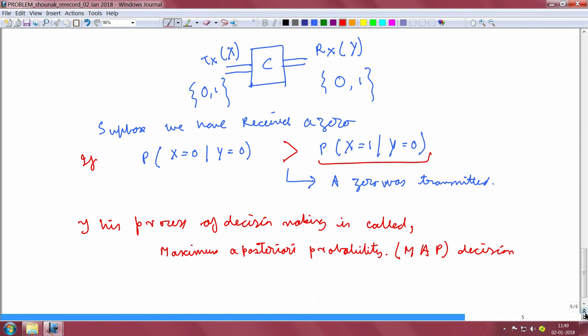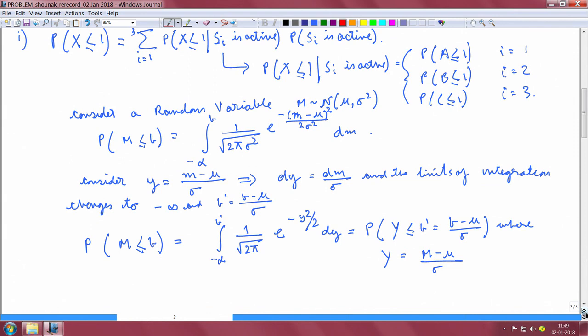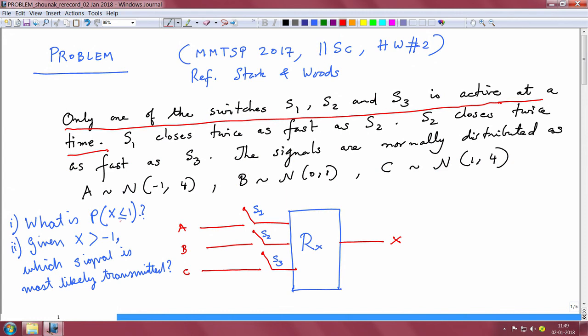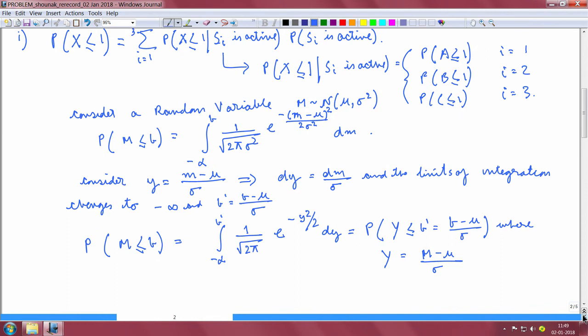So, let me go through and recap the problem again. We have to first calculate the probability that x is less than or equal to minus 1. We use the reverse marginalization over here: probability x less than or equal to 1 is given by the probability that x less than or equal to 1 given SI is active, times the probability that SI is active. We calculate the probability of SI being active later. The first term on the RHS is the probability that x greater than 1 given SI is active, which means obviously A has been transmitted if I equals 1, and similarly for B and C.